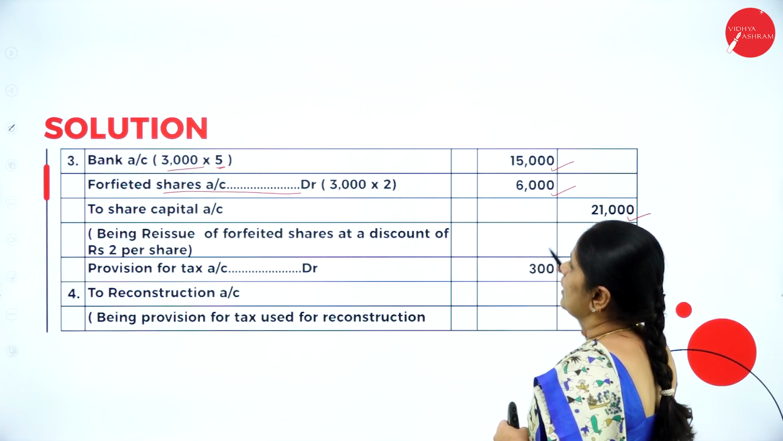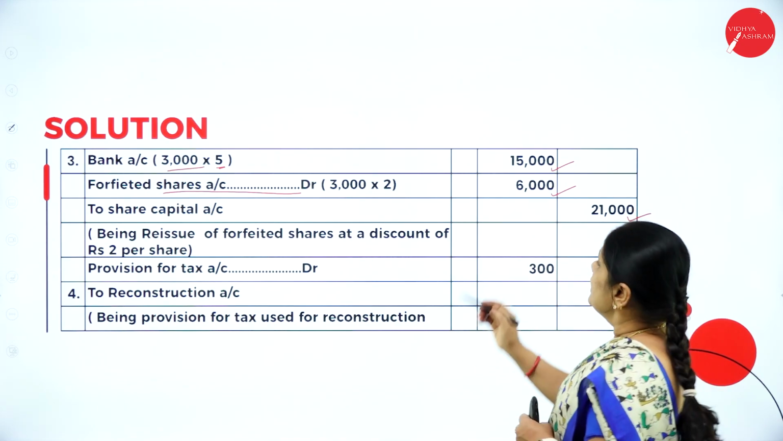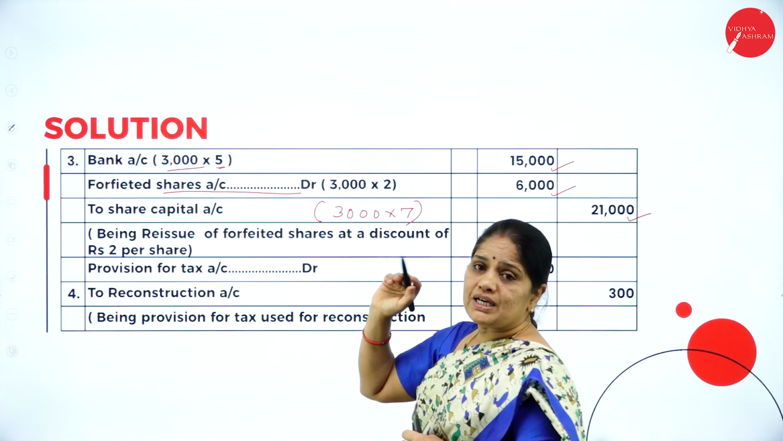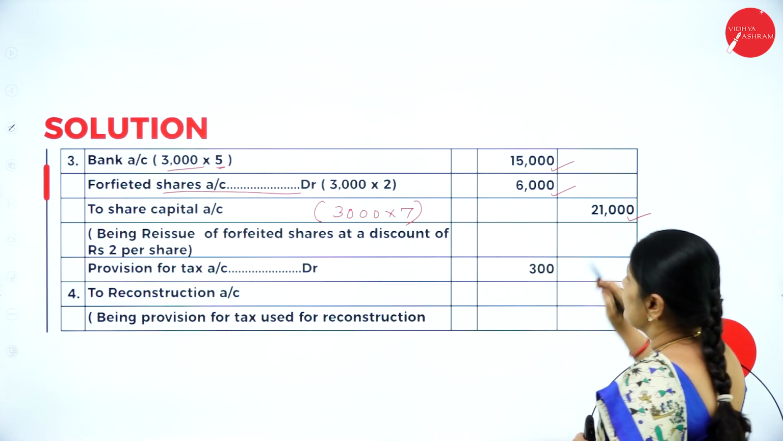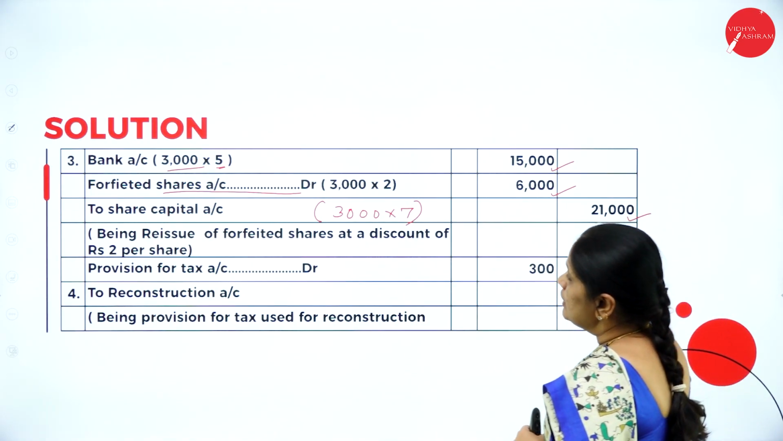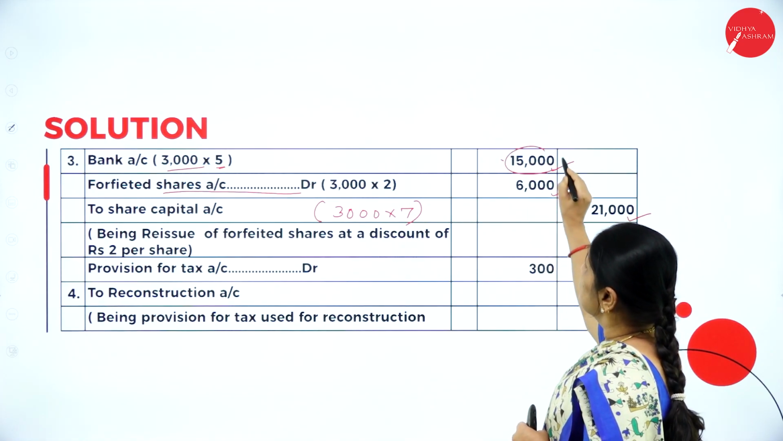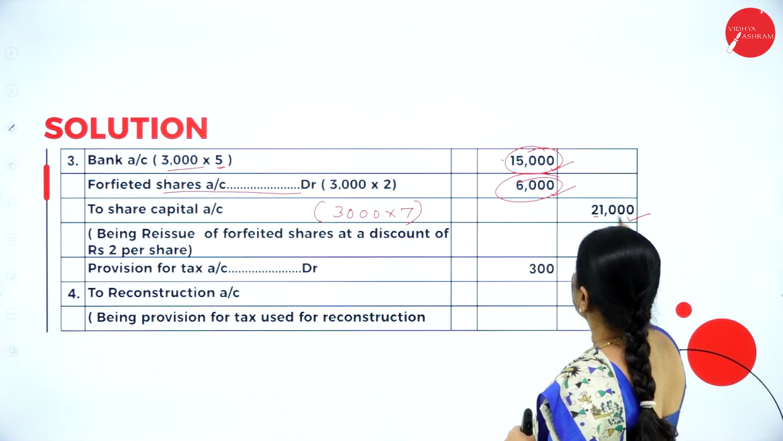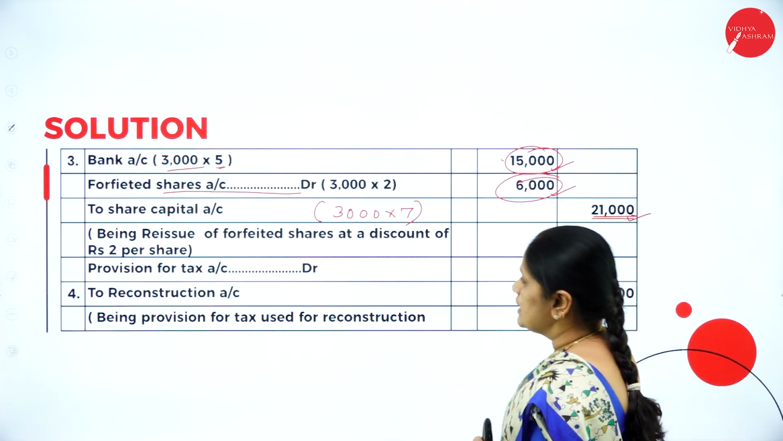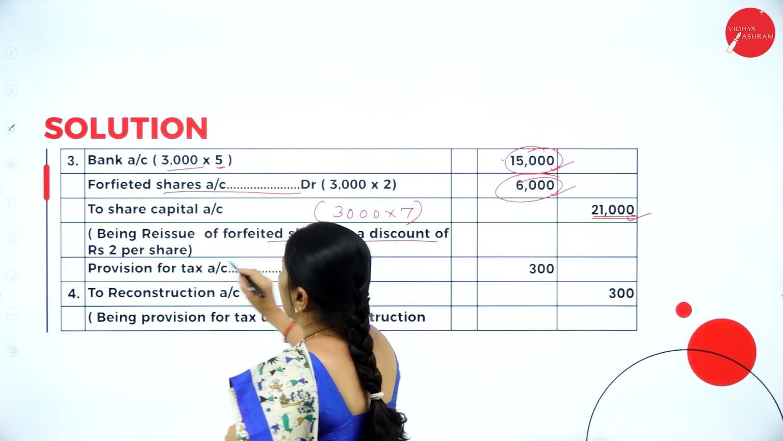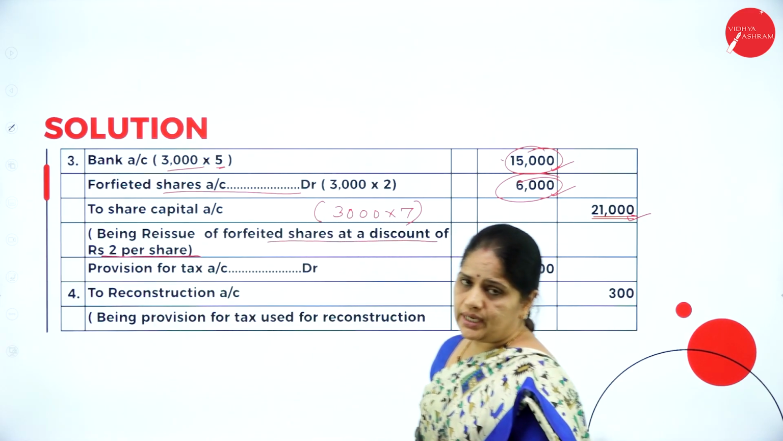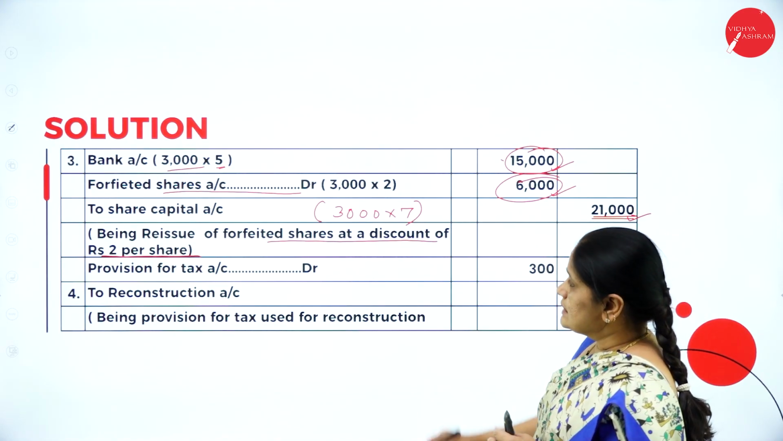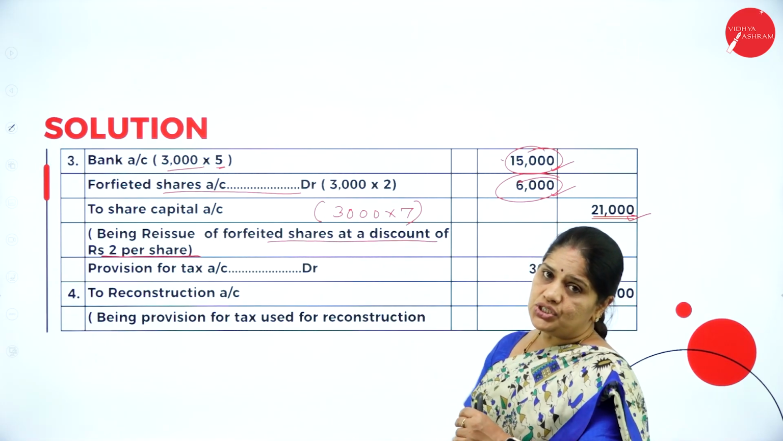To share capital account 21,000. Why? The actual paid up value is 3,000 into 7. 7 rupees per share they have to collect. So 3,000 into 7 is 21,000. So they have collected cash worth rupees 15,000, and from the forfeited shares they have adjusted 6,000. So the share capital is 21,000, being reissue of forfeited shares at a discount of rupees 2 per share. Now they have reissued the shares at a discount of rupees 2 per share, and the discount has been debited to the forfeited shares account.